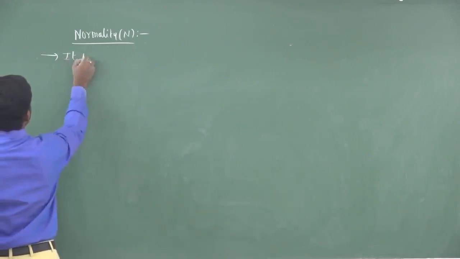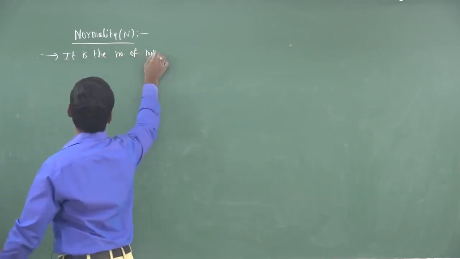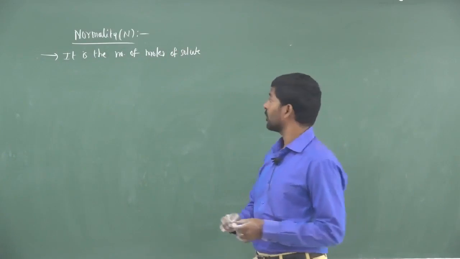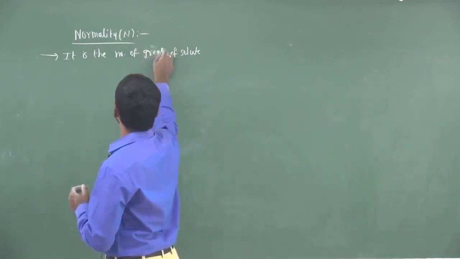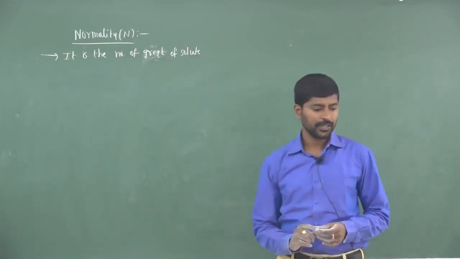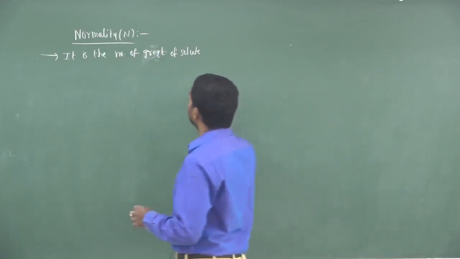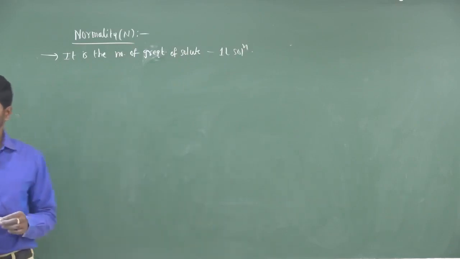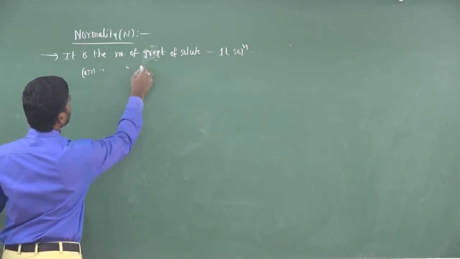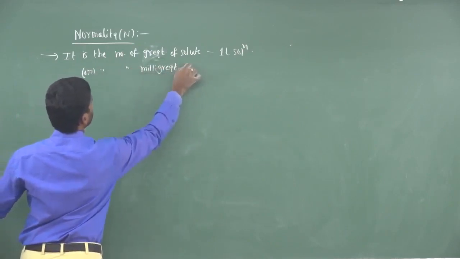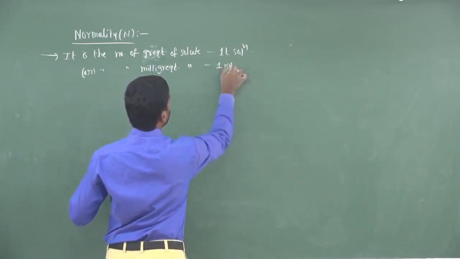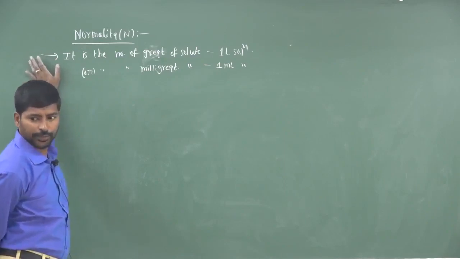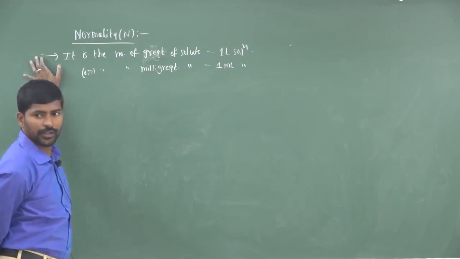Normality is the number of gram equivalents of solute present in 1 liter solution, or it is the number of milligram equivalents of solute present in 1 ml solution.